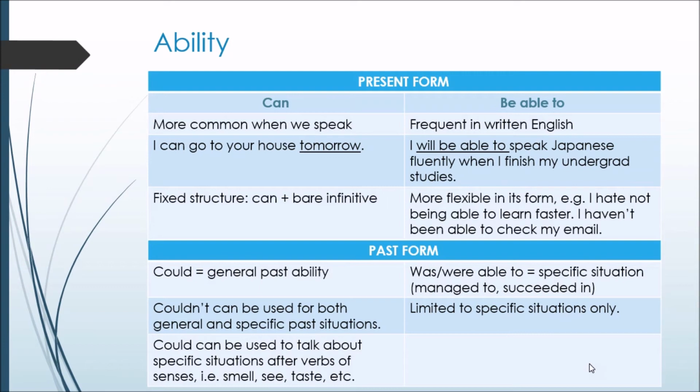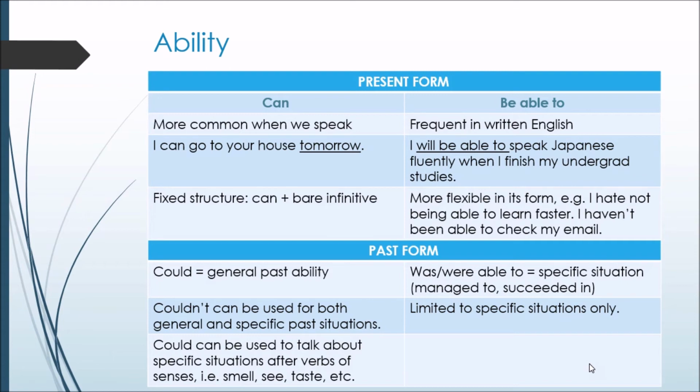In terms of the negative form, couldn't can be used to talk about general and specific past situations, and it doesn't matter. Whereas was or be able to, wasn't able to, weren't able to, still is used to talk about a specific situation.